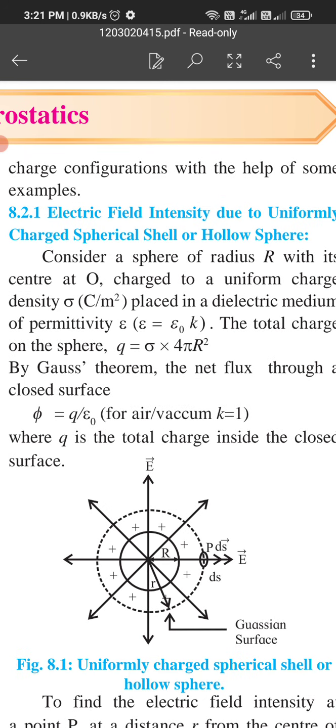charged with uniform charge density sigma. And what is the unit of sigma? That is charge density, coulomb per meter square, in a dielectric medium of permittivity epsilon, where epsilon is equal to epsilon naught k. The total charge on the sphere q is equal to sigma into 4 pi r square. But for the closed surface, by Gauss's theorem, the net flux phi is equal to q upon epsilon naught.